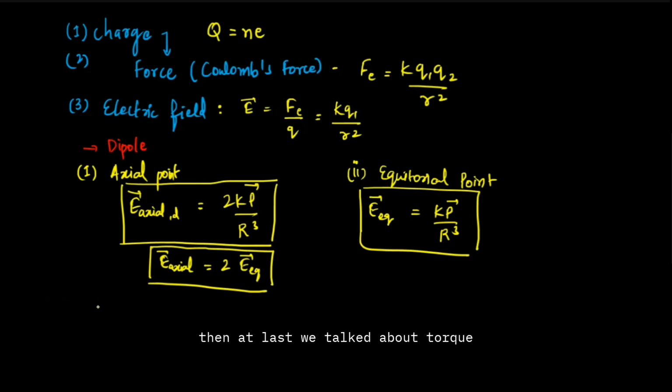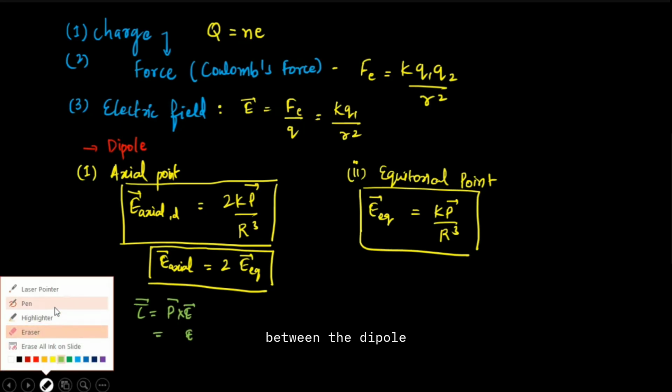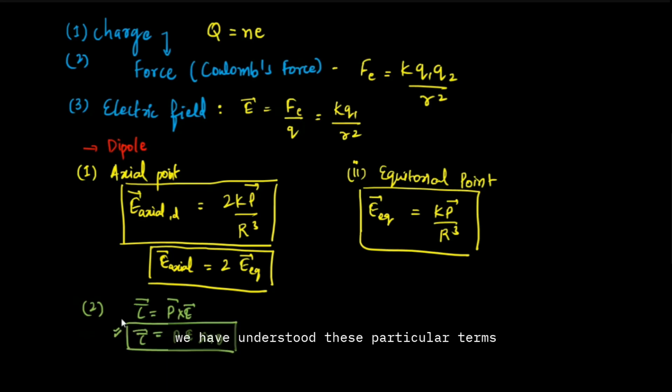Then at last we talked about the torque acting on an electric dipole. The torque came out to be p cross E, which can be written as pE sine theta, where theta is the angle between the dipole and the electric field. So far, from our last few classes, we have understood these particular terms, and we also discussed so many numerical problems based upon these formulas, or relations.